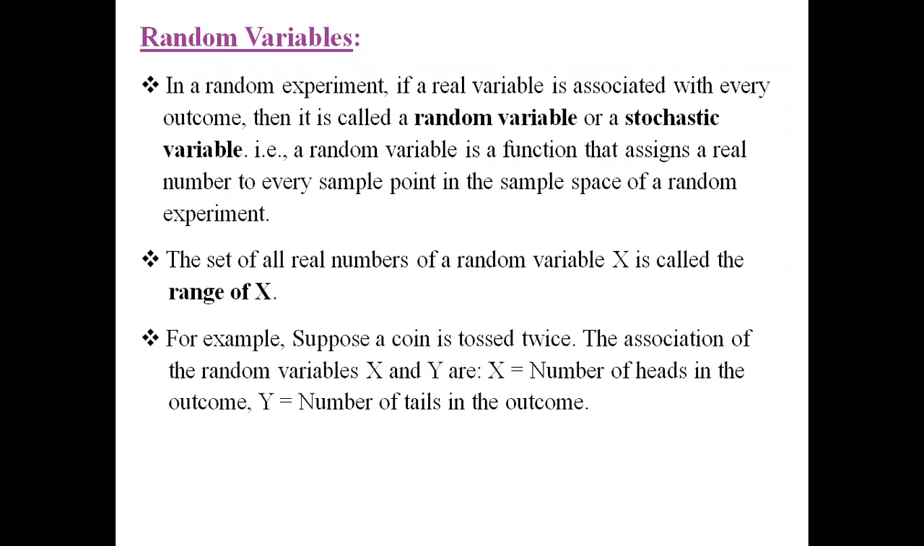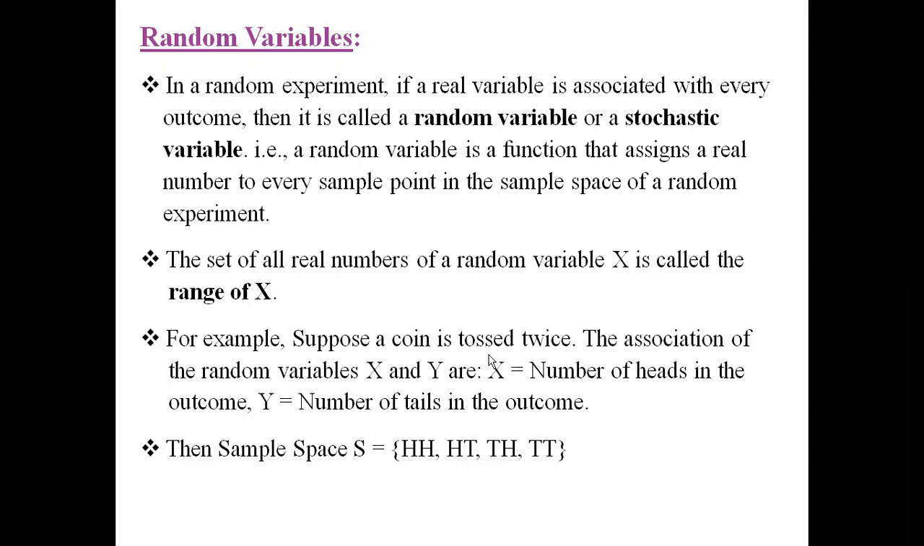Say for example, suppose a coin is tossed twice. The association of the random variables x and y are defined as x is equal to number of heads in the outcome, and suppose y is equal to number of tails in the outcome. Then the sample space S is given by HH, HT, TH, TT. We are throwing the coin twice, or the coin is tossed twice.